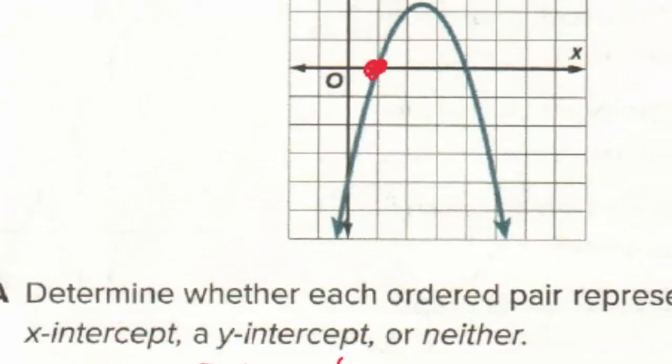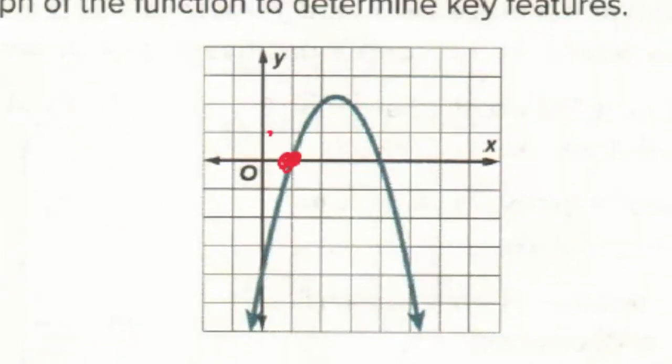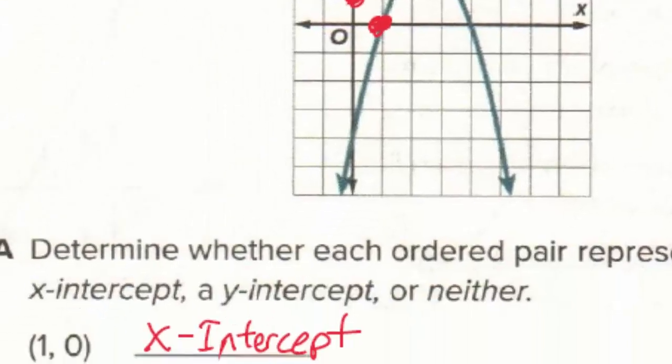The next one is (0, 1), so 0 for the x, 1 for y, we'll put this point right there, so that would be neither.